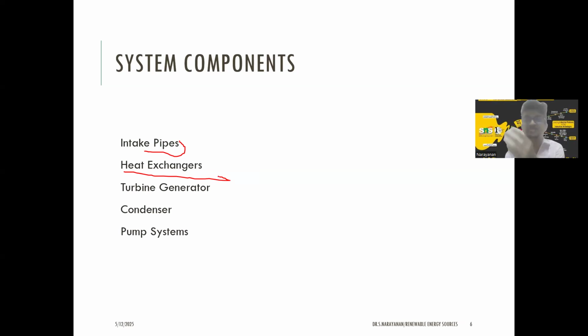Working fluid which is converted to vapor has to be condensed back for the next cycle. So in the two places, that is in the evaporator and condenser, heat exchangers are used. And the turbine generator is the prime mover which produces mechanical energy in this type of system. And you already see the condenser is for liquefying the working fluid, and the pump is to increase the pressure of the working fluid as it goes to the boiler.